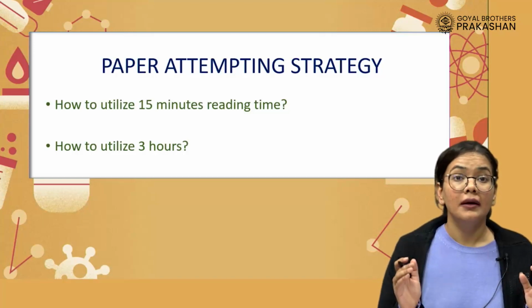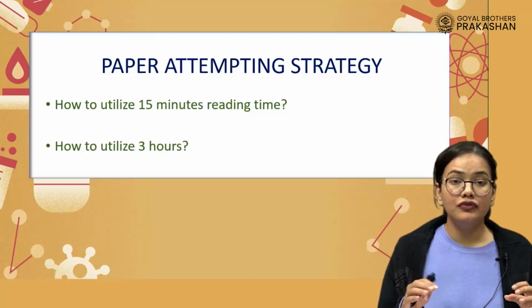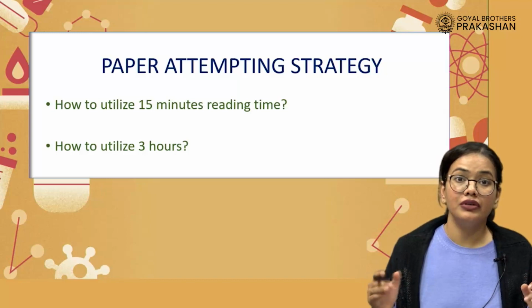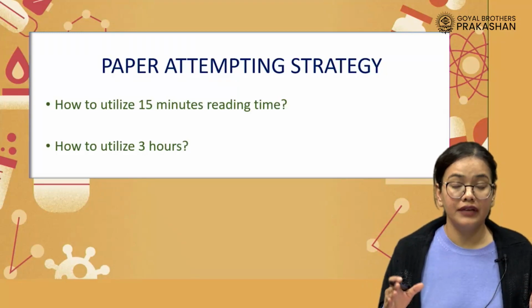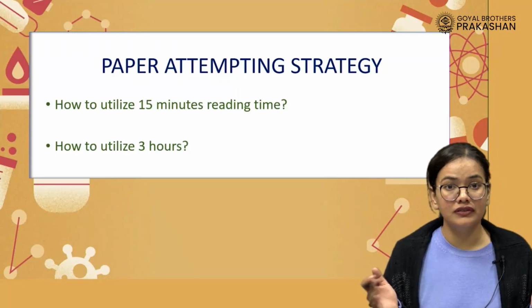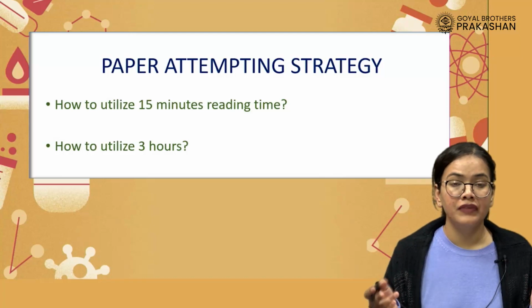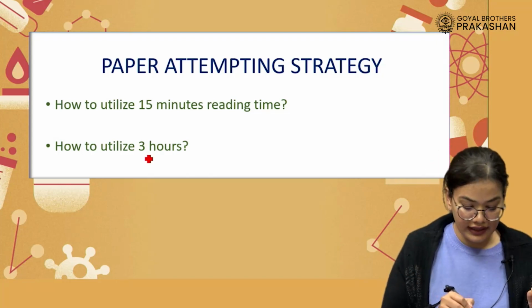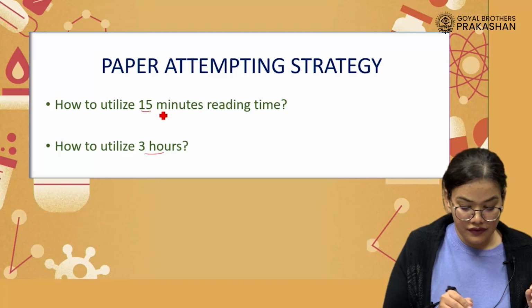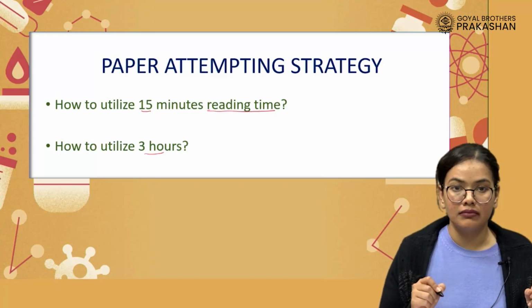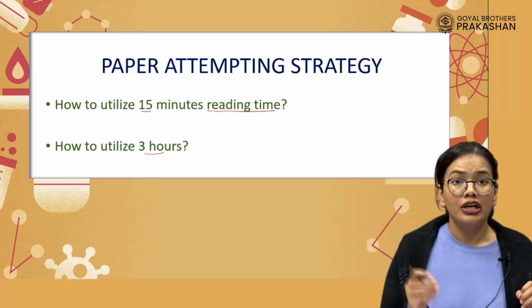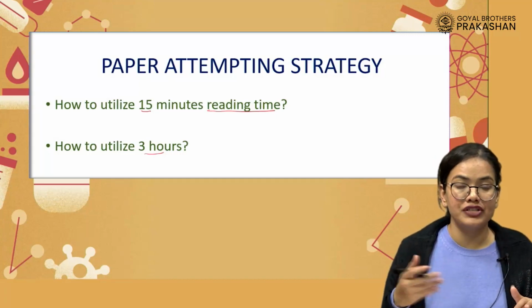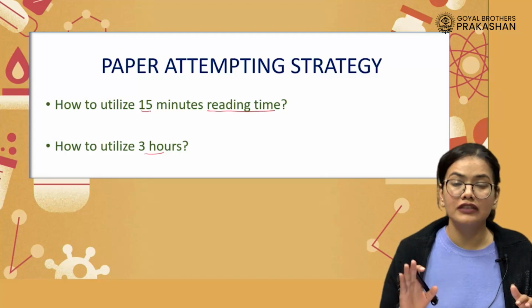Let's discuss the paper attempting strategy. Now, to formulate the paper attempting strategy, you need to know the pattern of the paper. We've already discussed it has 5 sections and the weightage of each section. Now, you've been allocated 3 hours and 15 minutes in total. 3 hours is for writing, 15 minutes is your reading time. So, how are we going to utilize these 15 minutes? They are very important. You don't have to read each question in these 15 minutes, that won't help.